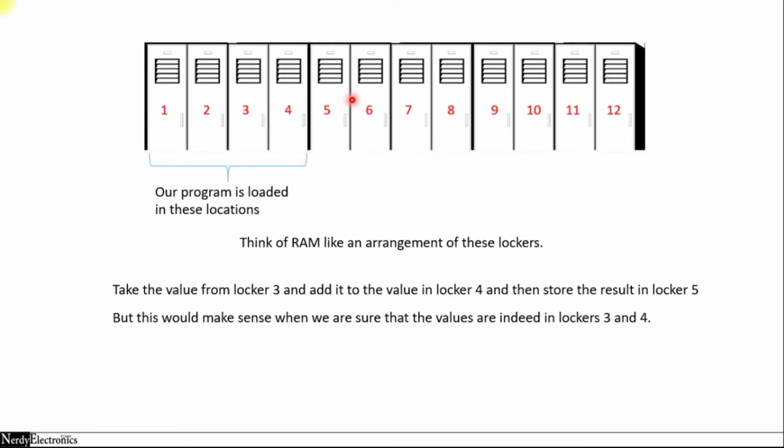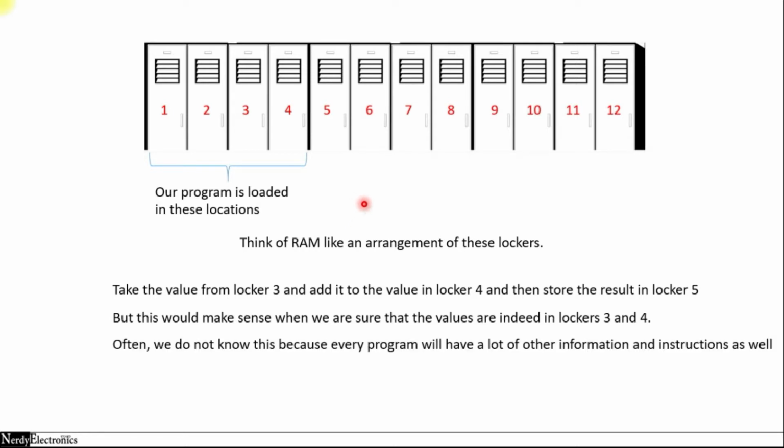This would make sense if we know exactly our values are stored in locker 3 and 4. Most of the time that is not the case. When we execute a program, the instructions and data from the program are loaded into the RAM. Let's say our program requires 5 such locations. In a general system like Windows or Linux, it's the OS that decides the starting location. Usually in microcontrollers, it starts from the beginning of the RAM.